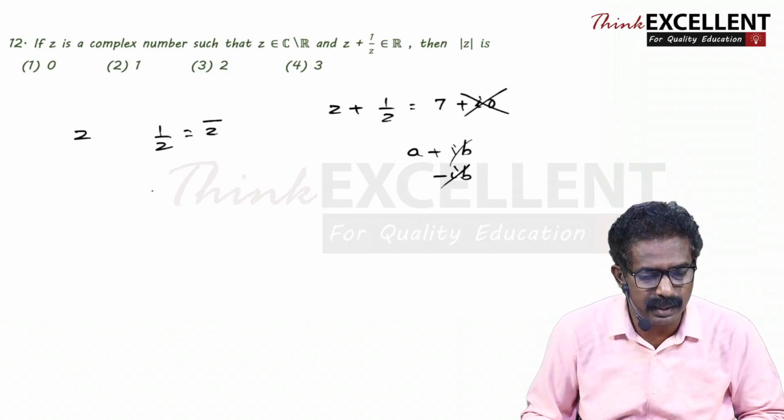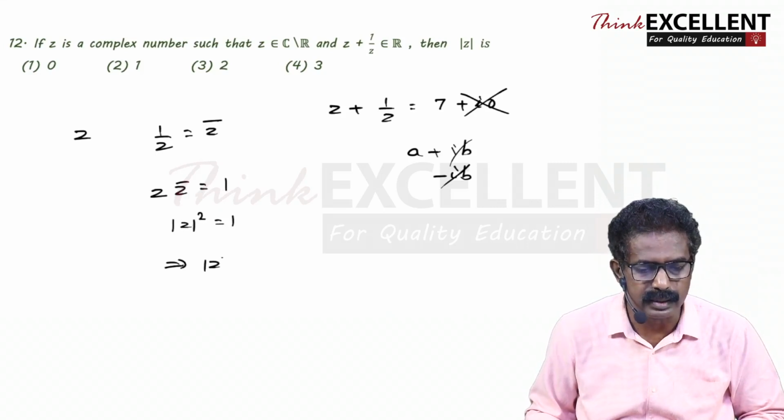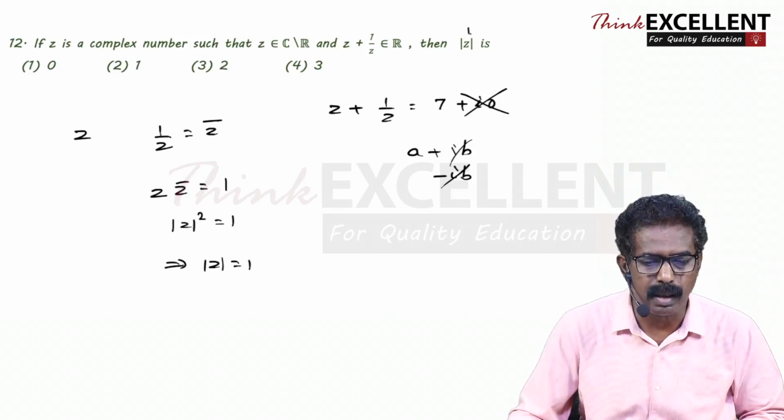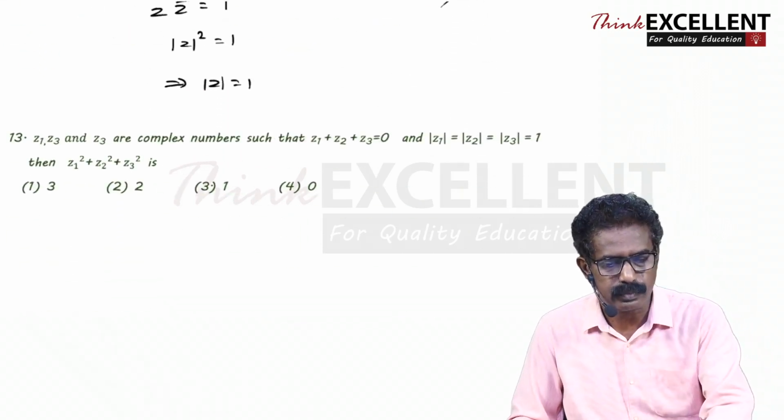If you cross multiply, Z Z bar is equal to 1. Z Z bar means modulus Z square is 1. Take square root, modulus Z is 1. The question is, modulus Z, your answer is what? 1. Second option.